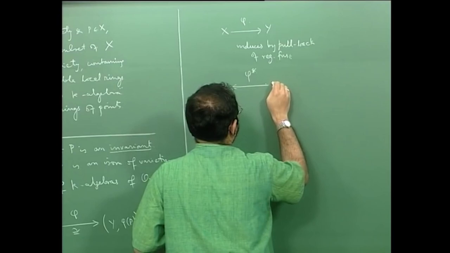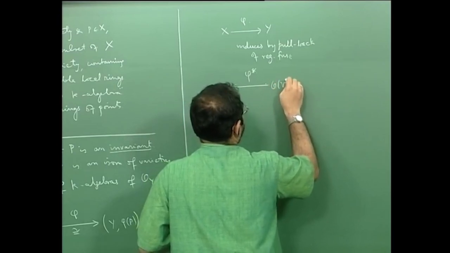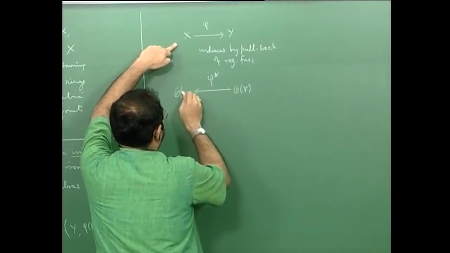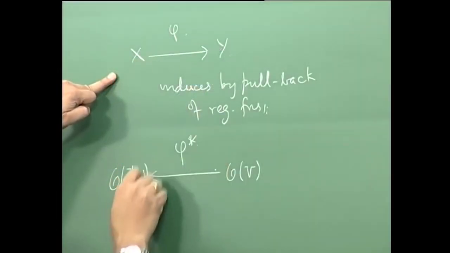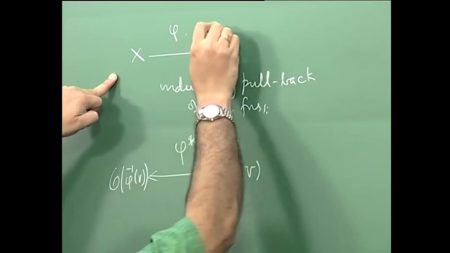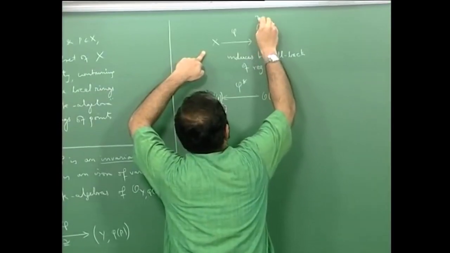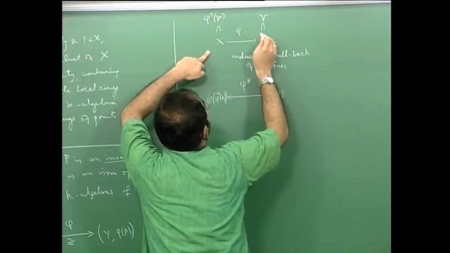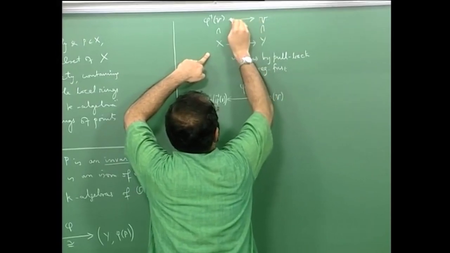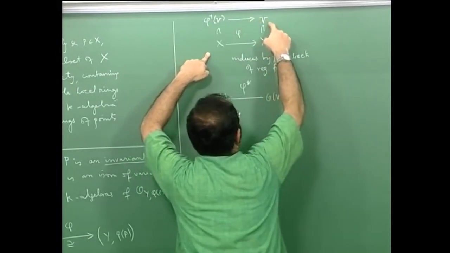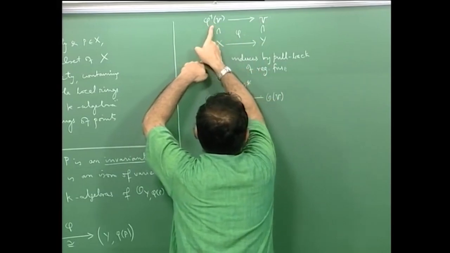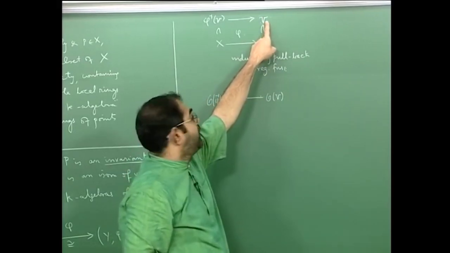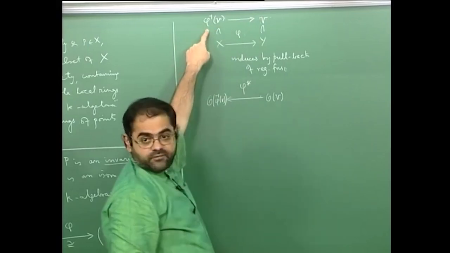You give me a regular function on an open subset V of Y, then I am going to get a regular function on the open subset phi inverse of V of X. So if you have Y and V an open subset of Y, then phi inverse V is going to be an open subset of X, and phi will restrict to phi inverse V and take it into V. This phi restricted to phi inverse V will be a morphism of the variety phi inverse V into V, and give me any regular function on V. By composing it with phi, I will get a regular function on phi inverse V. That is the pullback map.